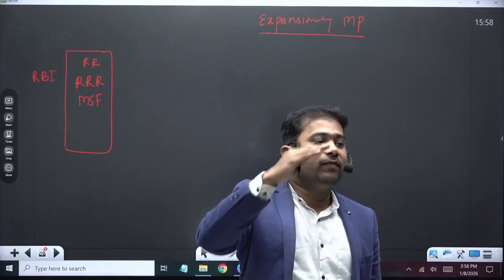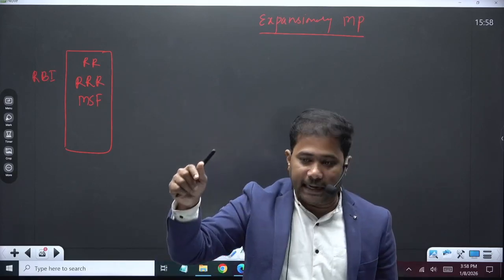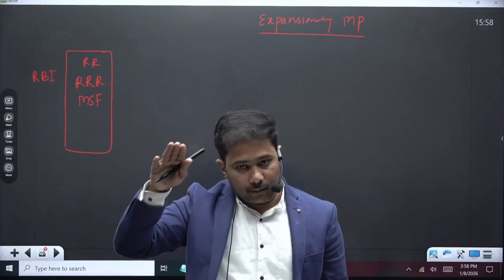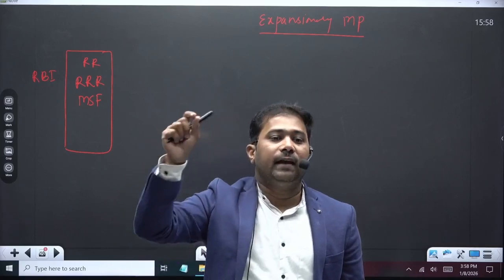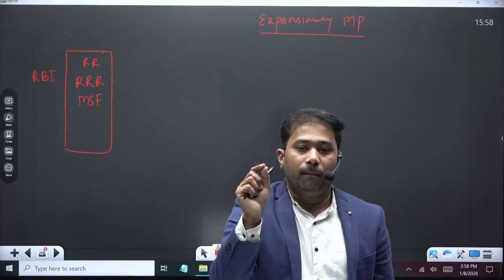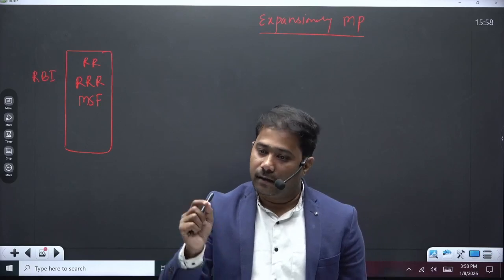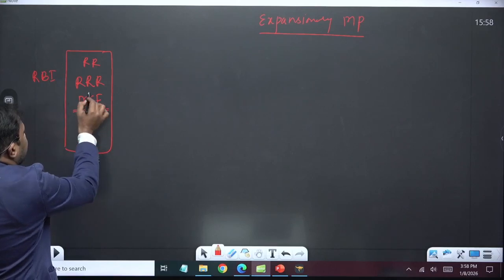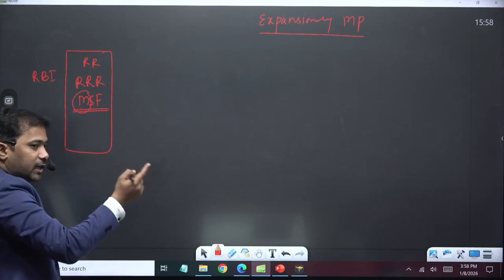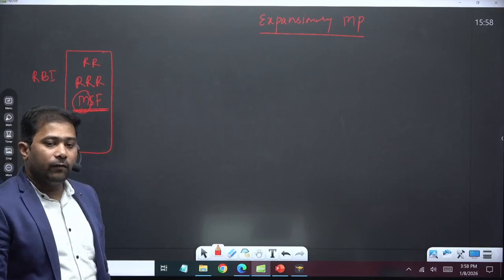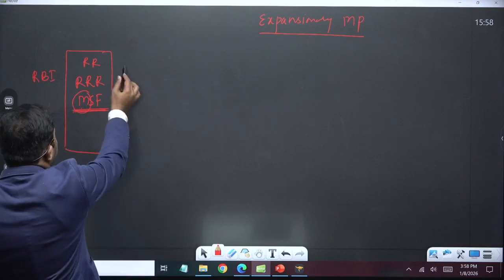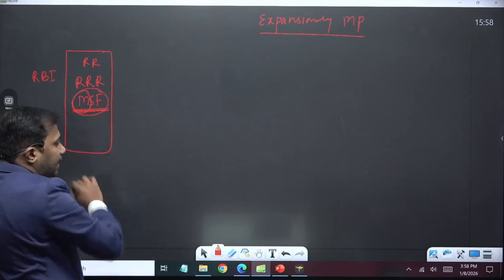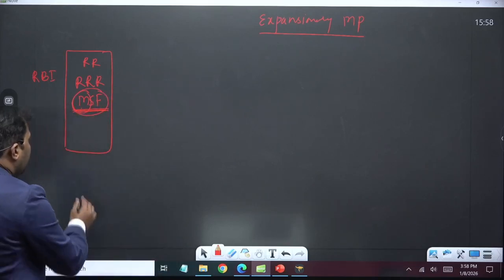To get a loan even after a certain limit, like a percentage of NDTL, once that percentage of NDTL has been reached, after that they will get the loan from the RBI at a penalized, higher interest. That facility is called the marginal standing facility. So this is the liquidity adjustment facility, and apart from that we have marginal standing facilities.